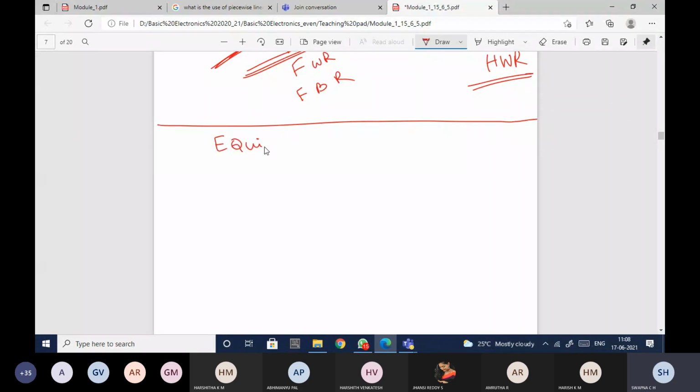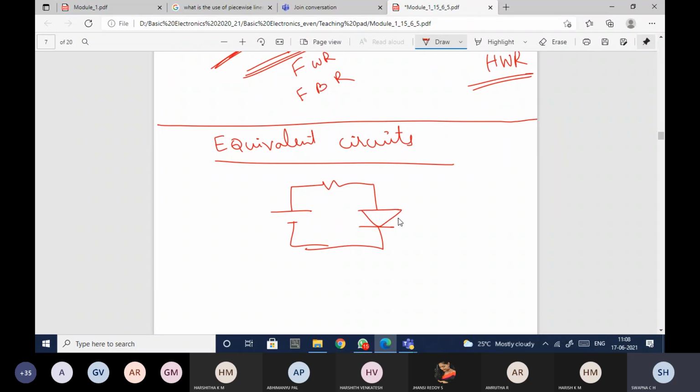Equivalent circuits. Equivalent circuits in the sense, let me consider that I have some circuit like this. So this is a diode, this is a voltage source, and this is some resistance. Now I need to find what will be the current flowing through this resistor. So in that case, here I have a diode.